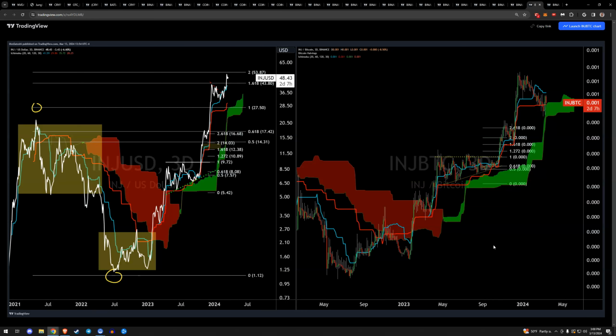INJ, this thing has done incredible. And if you were lucky enough to be in this thing since 2, I would take that as a massive win. I certainly would trim some up here personally. It has reached its fib extensions from high to low. So the bear market fib extensions are reached. The equivalent for Bitcoin would be 100,000. Okay, that's just how crazy this move has been. Can this go to 250? Sure. But, you know, at some point, trimming some off makes a little sense to me. And against Bitcoin, it doesn't look as bullish as it once did.